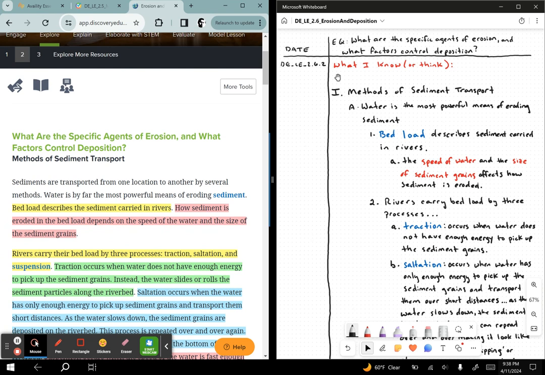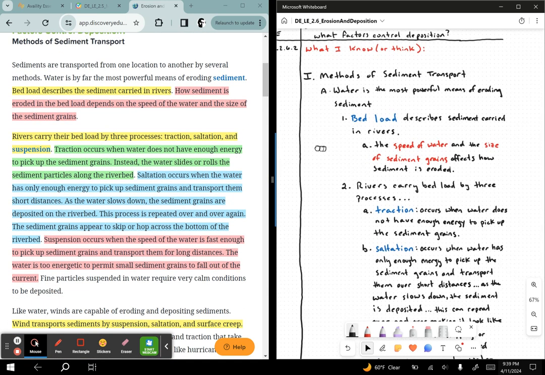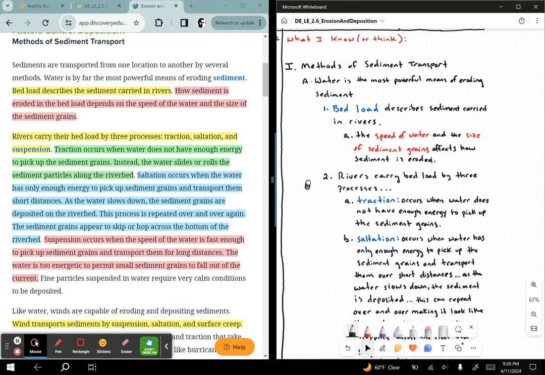Okay, well, hopefully you did that. So we're going to take the first subtitle here, Methods of Sediment Transport. We're going to talk about how, when you have erosion, that sediment moves. Remember, sediment or detritus is the broken down material. We call it sediment when it is being transported. So what are some of the ways that this can be moved or transported? We're going to take the text and break it into usable notes.